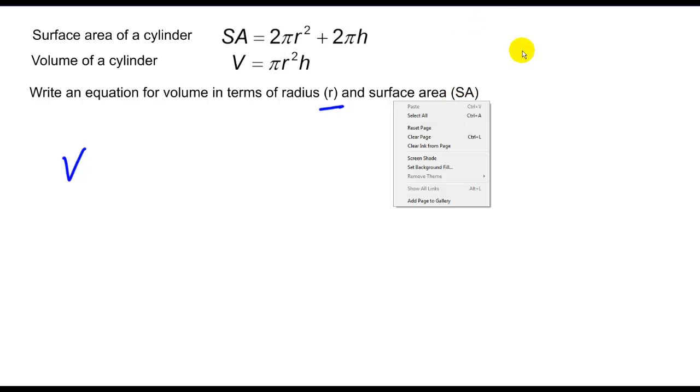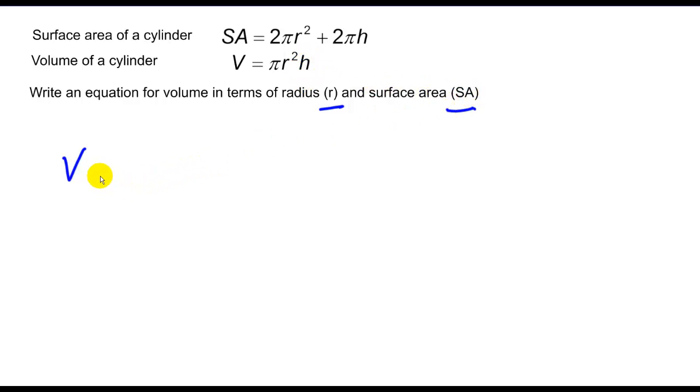The problem with this is the following. In my V equation currently, there's my R, but I have this H, and I have to get rid of H so that H only has R's and surface areas in it. Well, in order to do that, I'm going to have to use this top equation and then substitute into the bottom equation. So let's do that. Let's get H by itself in my surface area equation.